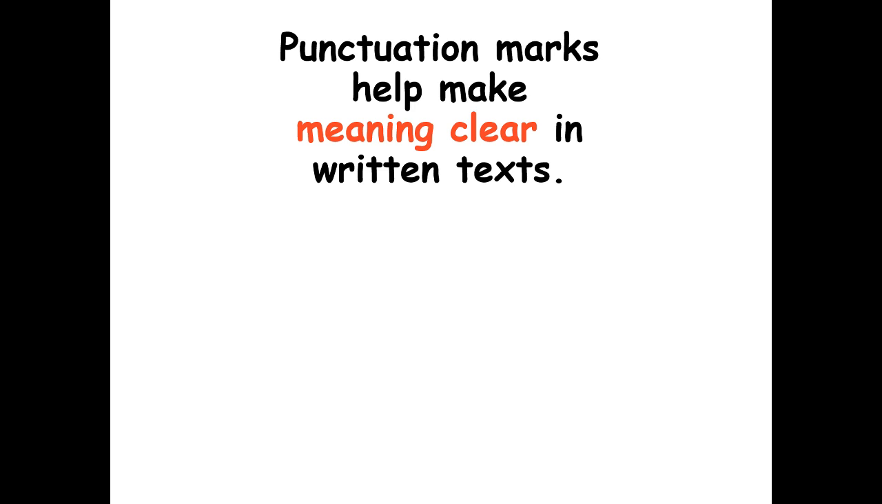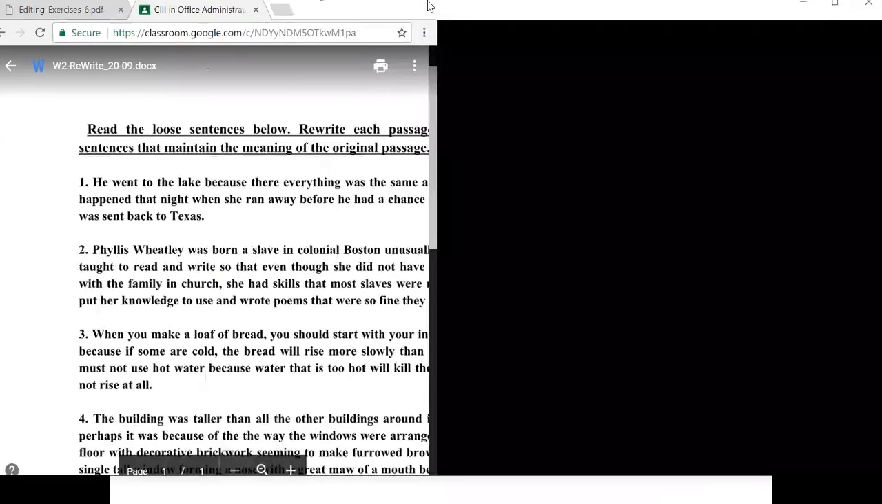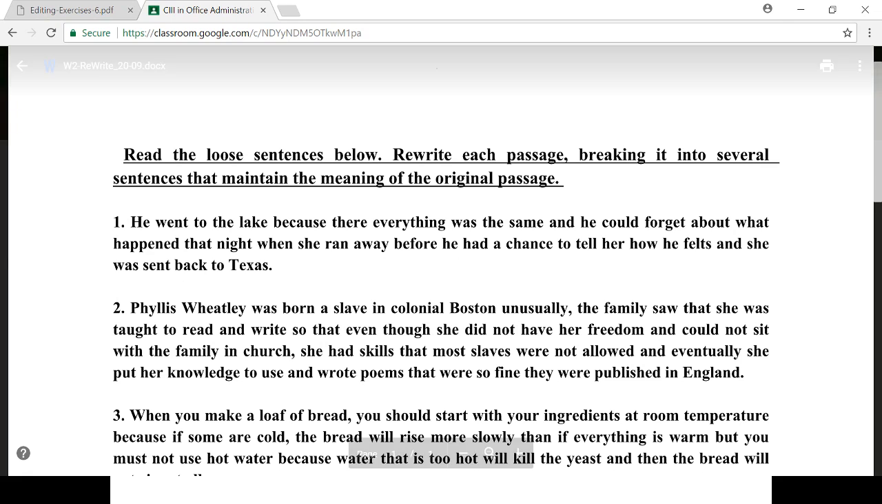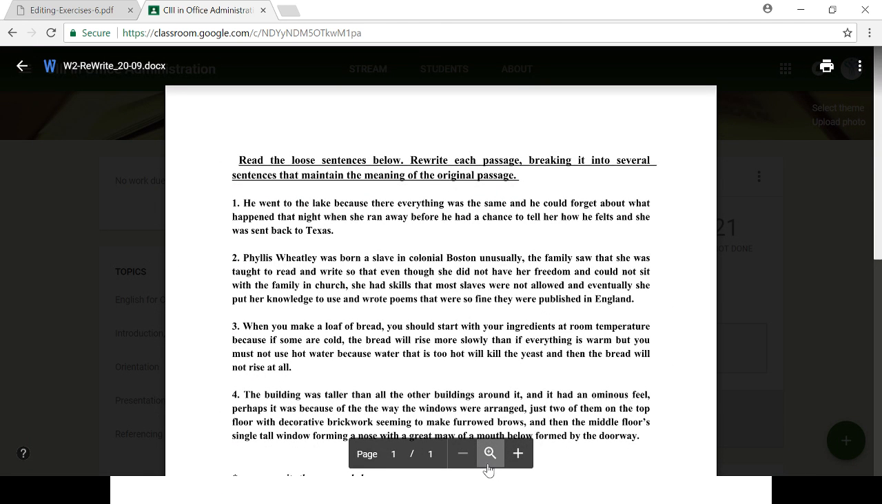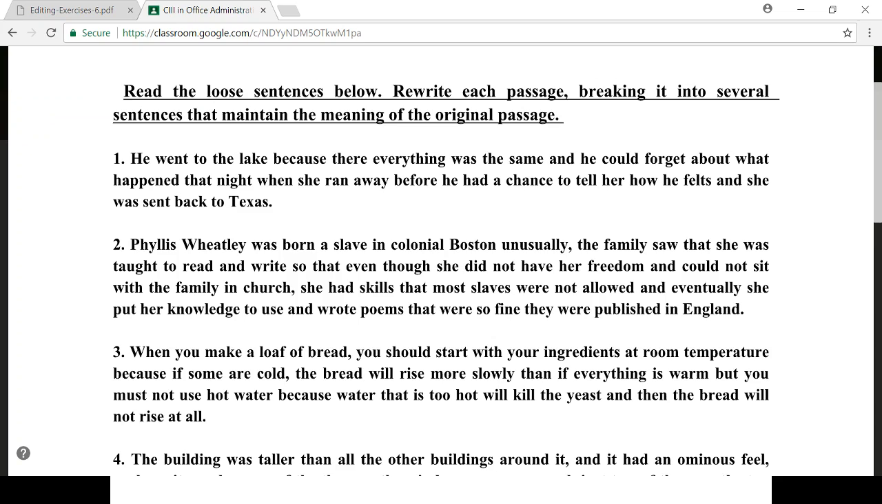The easiest way to do it is to just read through the passage, and then when you read, for example, let's see the first one. Here you can see: he went to the lake because there everything was the same and he could forget about what happened that night when she ran away before he had a chance to tell her how he felt, and she was sent back to Texas. So right now we are just going to discuss the first paragraph only.